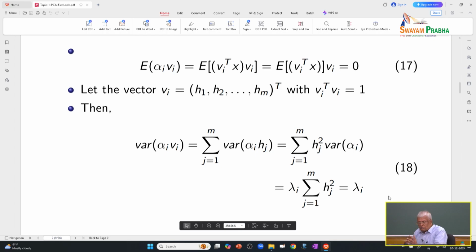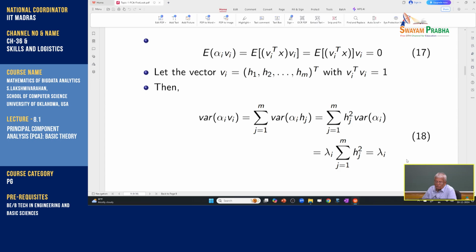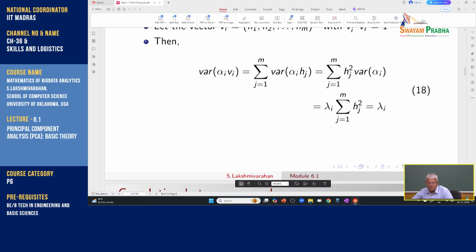So we have done several things now. Alpha i is a random variable with mean 0. Alpha i is a random variable with variance lambda i. Alpha i Vi is a random vector whose mean is 0. The total variance of the random vector alpha i Vi is also lambda i. Doesn't it? So there are lots of quantities involved in here.